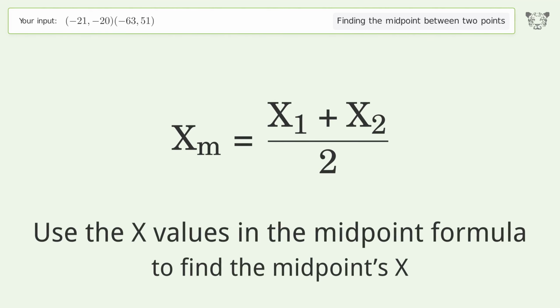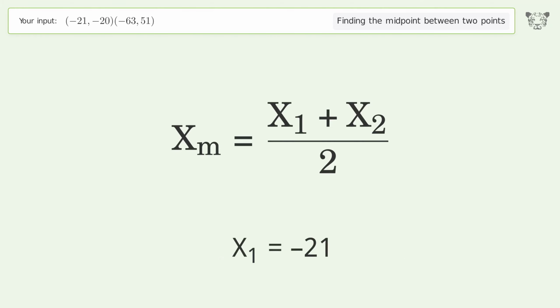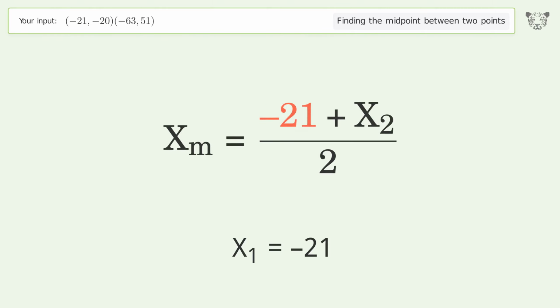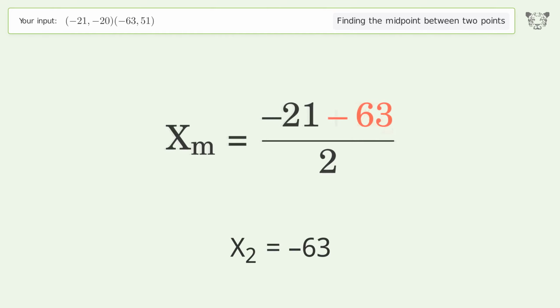Use the x values in the midpoint formula to find the midpoint's x. x1 equals -21. x2 equals -63. Simplify the arithmetic.